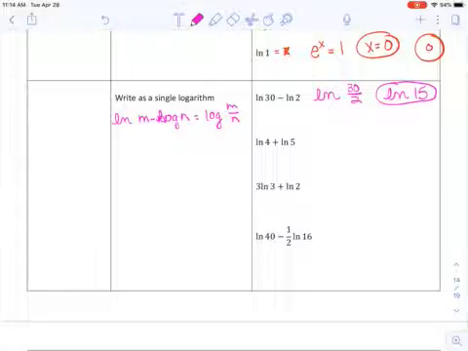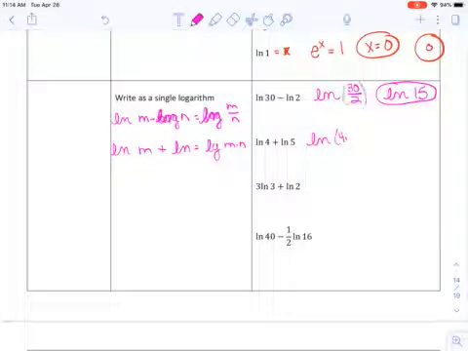Okay, this one, remember that if you're adding, that's the same as multiplying. Looks like up here I mixed logs and natural logs. Keep them the same. So this is going to be the natural log of 4 times 5. It's better if you put them in parentheses. So this is natural log of 20. And again, because the directions just say write as a single log, we're going to leave it there. You could calculate that.